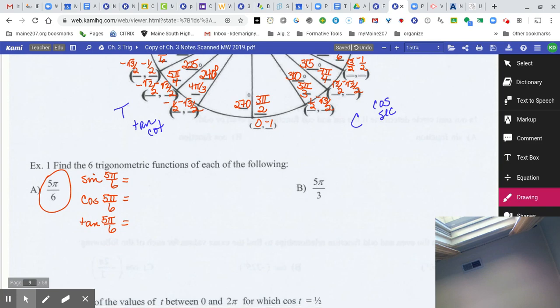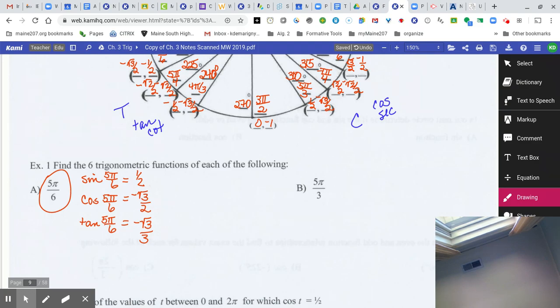So your sine of 5 pi over 6 is a half. Your cosine is the negative root 3 over 2. And your tan then is a sine over a cosine. And if you do your simplification, you're going to find out that it's a negative root 3 over 3. Now, that may take you a little bit of time to get down quicker.